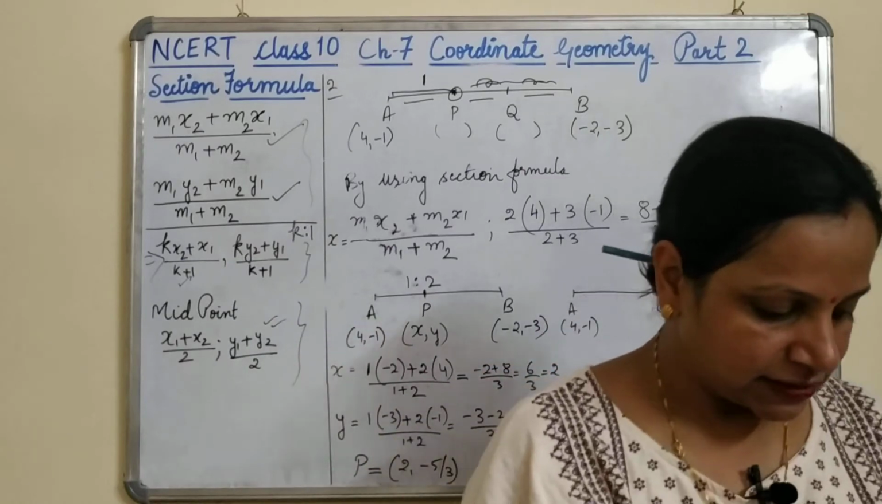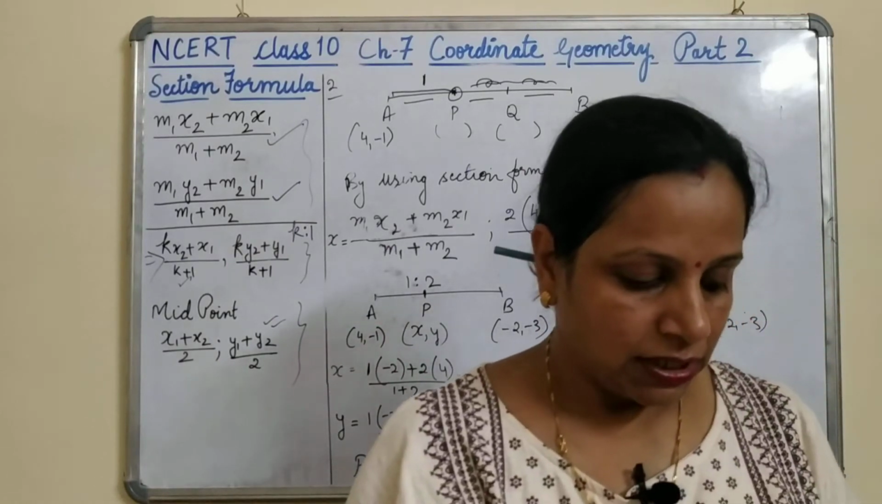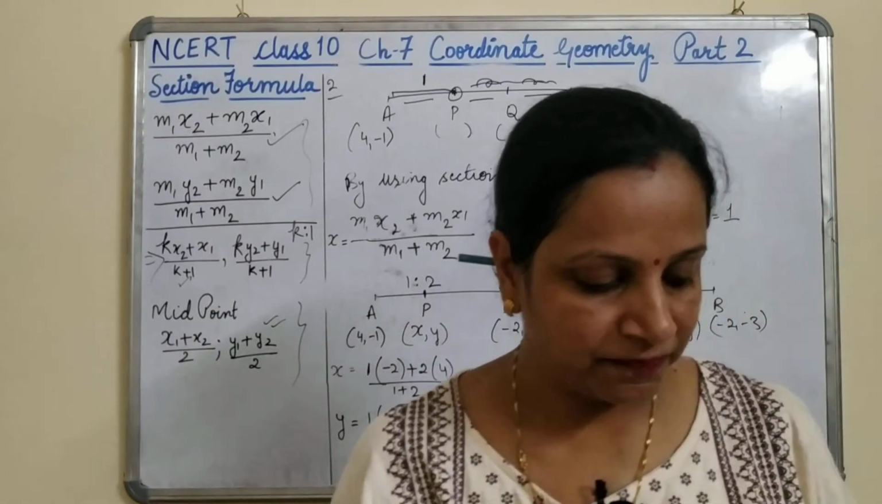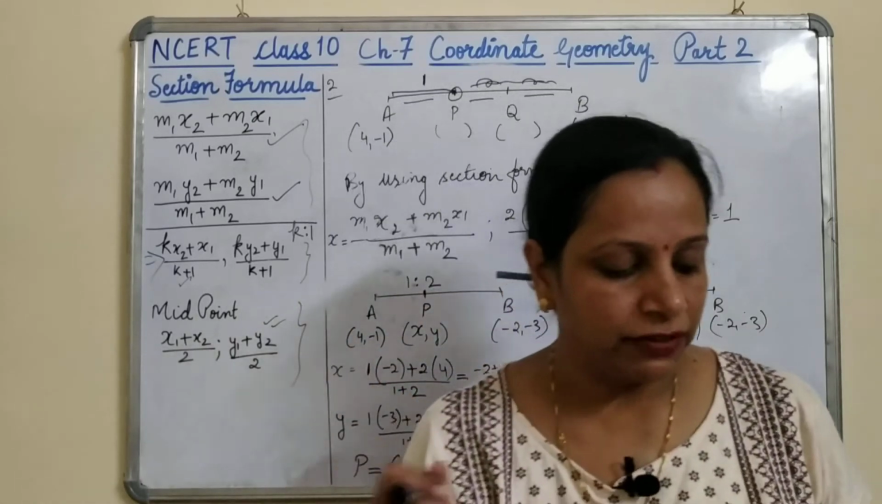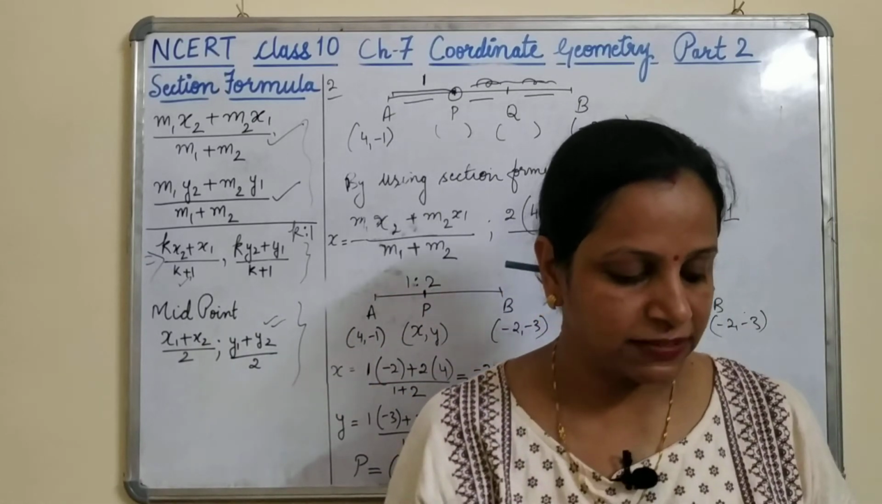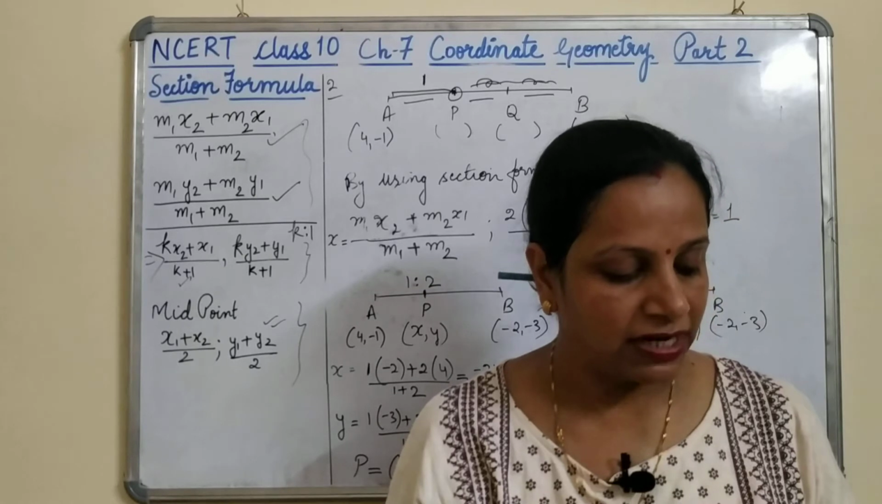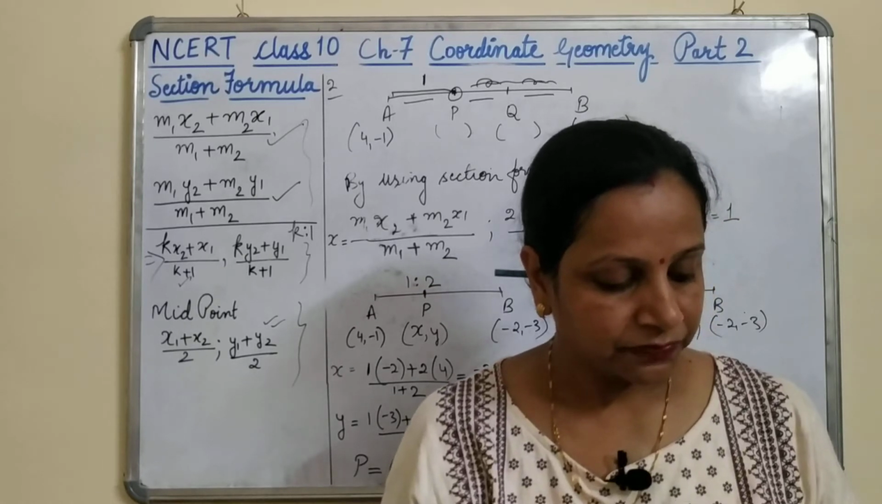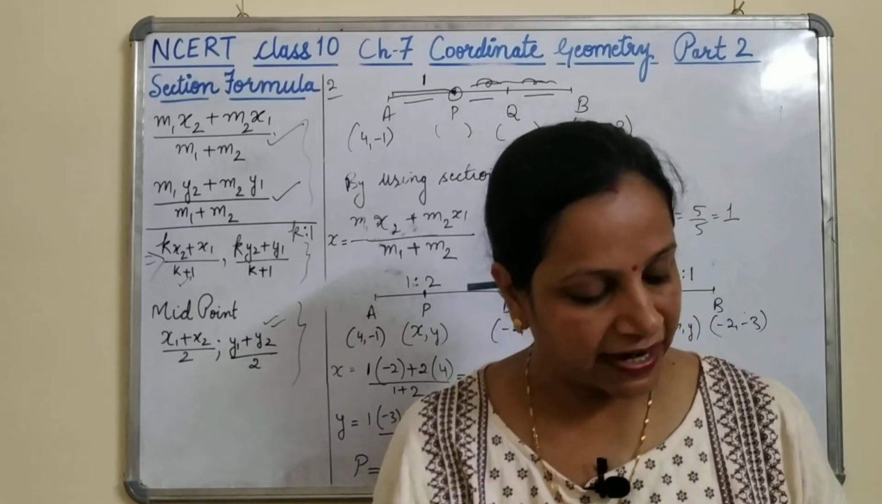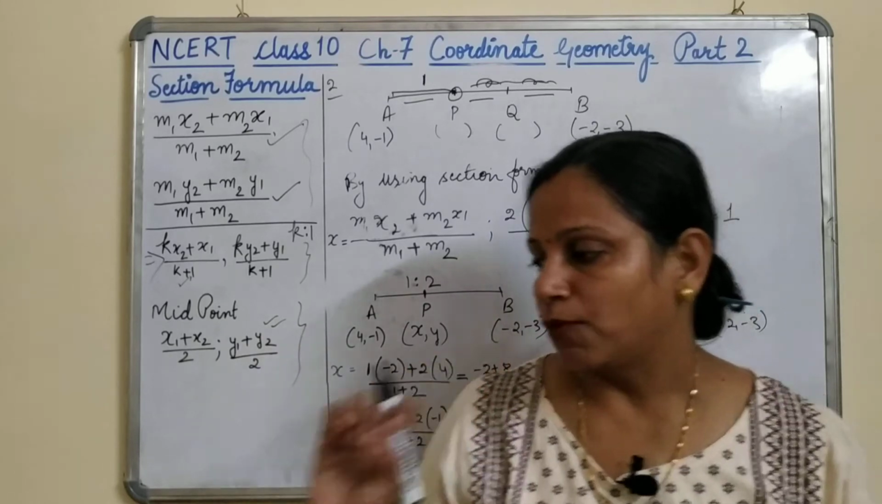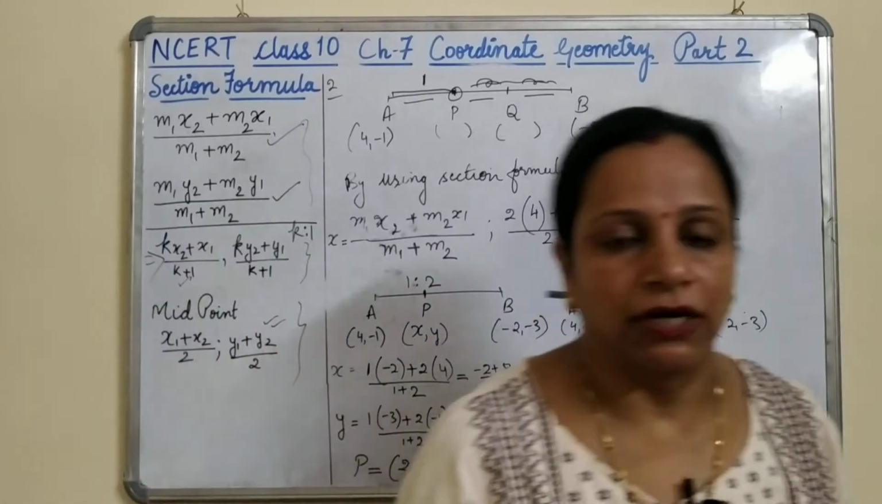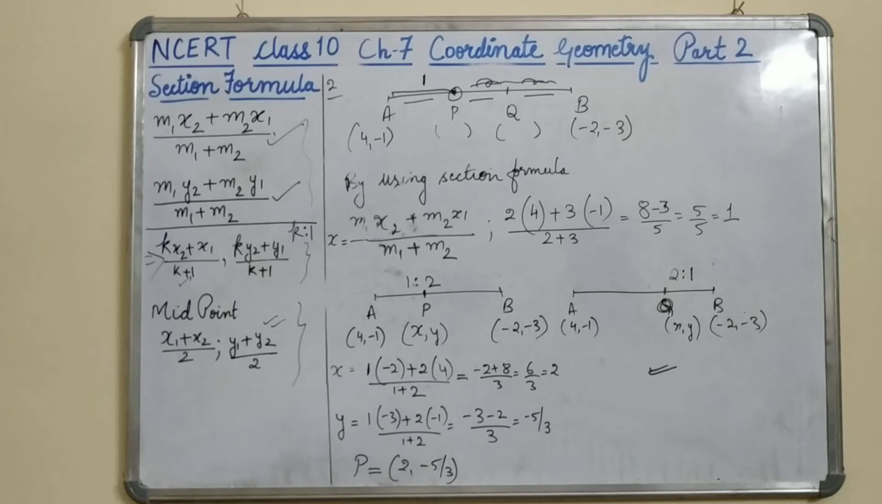Now, after this, we can do, just see question number 4. Question 4 you will be able to do when we do question number 5. Fifth is, find the ratio in which line segment joining A and B is divided by x-axis. Now, this is a very important question. Please note it down. Question number 5 is important.